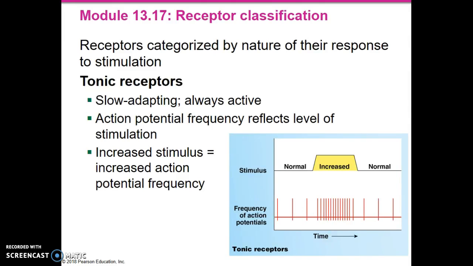Receptors can also be categorized by the nature of their response to stimulation. Tonic receptors are slow adapting. They're always active. So if you look down here at this graph, you can see the frequency of action potentials. This is the normal state, a steady action potential. But once there's a stimulus, the increased action potential frequency occurs. They're slow adapting and always active.